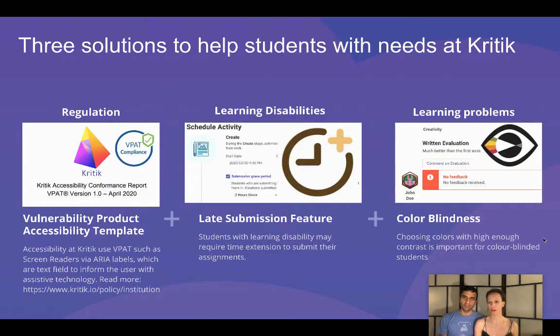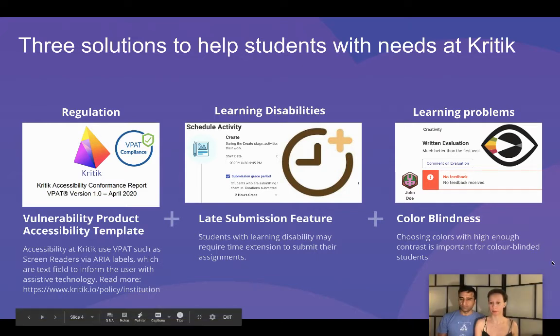At Kritik, we found three solutions to help students with needs. First, we follow the regulation, which is the VPAT, Vulnerability Product Accessibility Template. This VPAT, as you can see in our website, the link on the bottom left of your screen. And then, let me tell you an example. Screen readers use ARIA labels, which is a text field to inform the user with assistive technology. So the text will be something that you can click and hear if there is any hearing impairment.